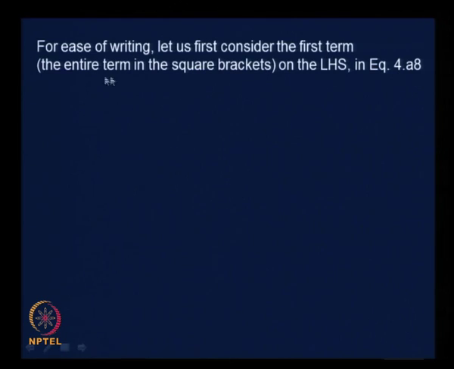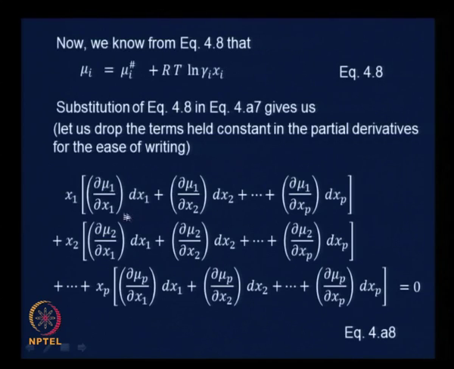What I mean by the first term is the entire term in the square brackets on the left hand side of equation 4A8, which is this. So, this is the term including x1, that is x1 times whatever is there in the square bracket. This is what I am going to take up first. As you can see, all the other terms here are all similar to the first term. So, the same form should be applicable for the other terms also. That is the reason I am just going to consider the first term.